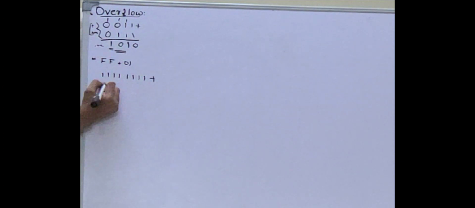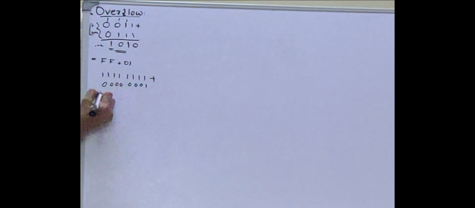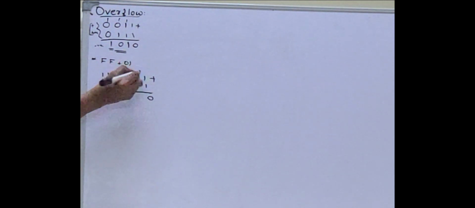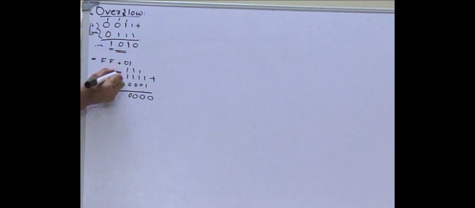So by adding this with 0 0 0 0 0 0 0 1. By adding these two numbers, 1 plus 1 will give 0 with the carry 1. Again, 1 plus 1 gives 0 with the carry 1.